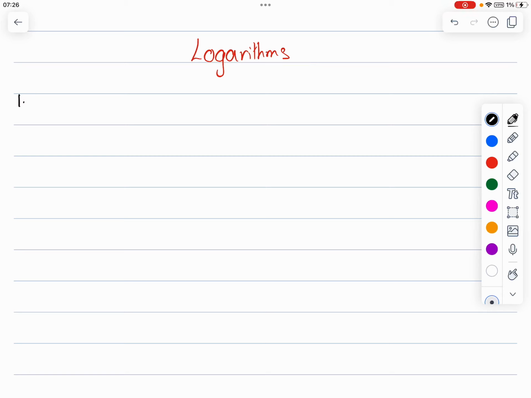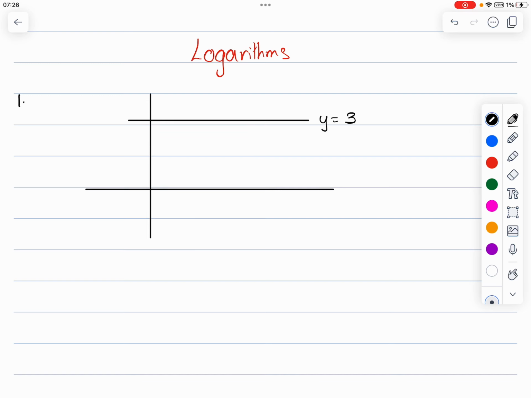So here a graph has been given, and it has a line y equals 3 and another graph, and over here the points R, Q and P are given.